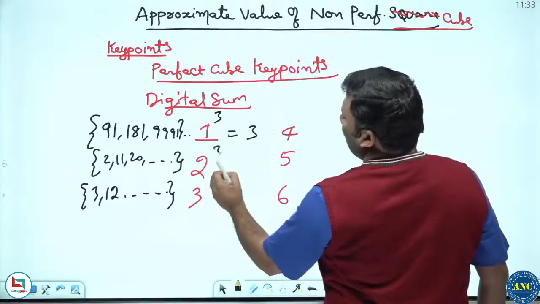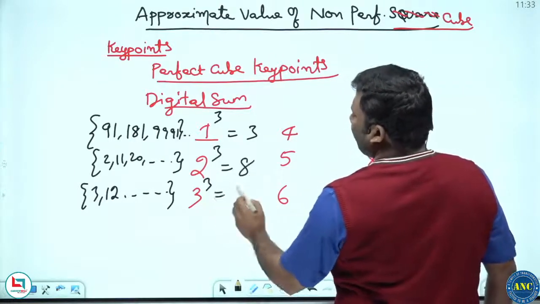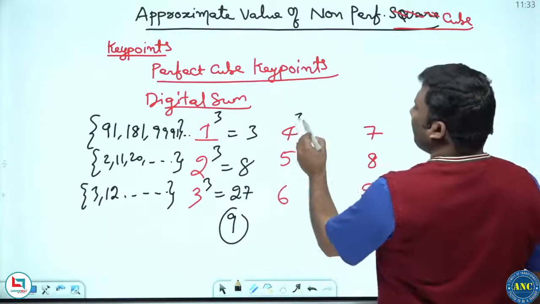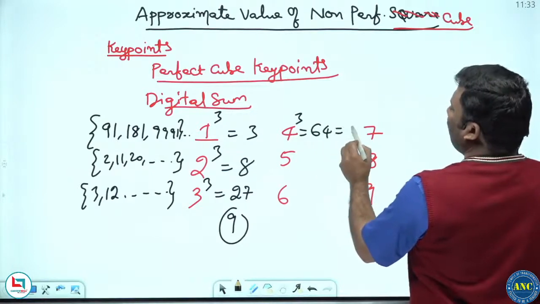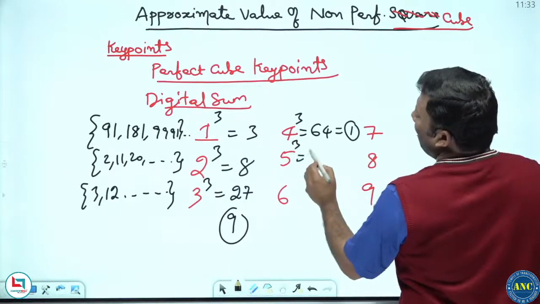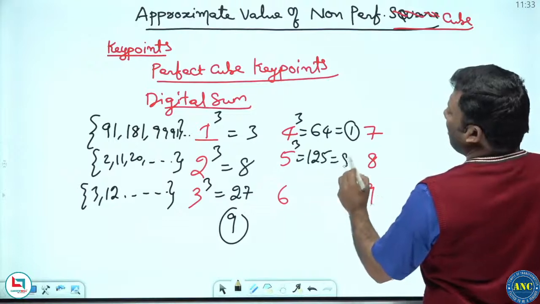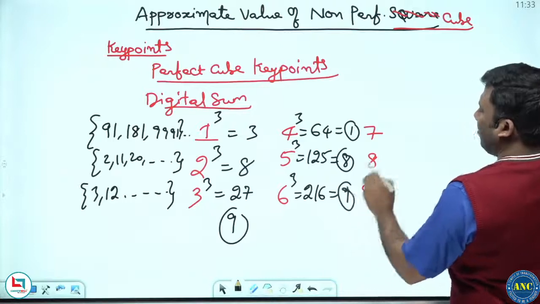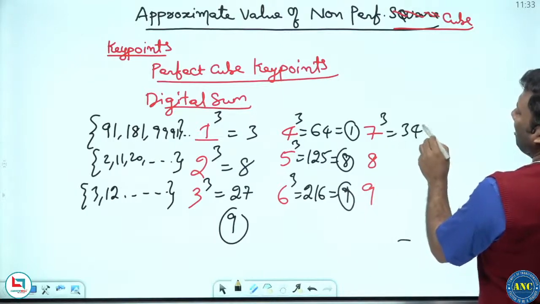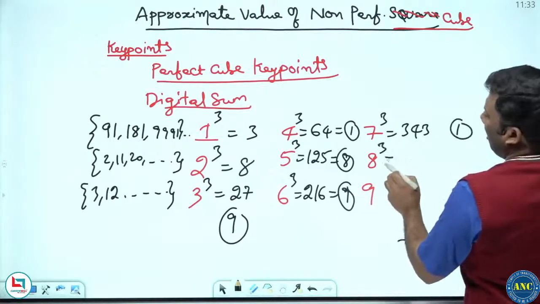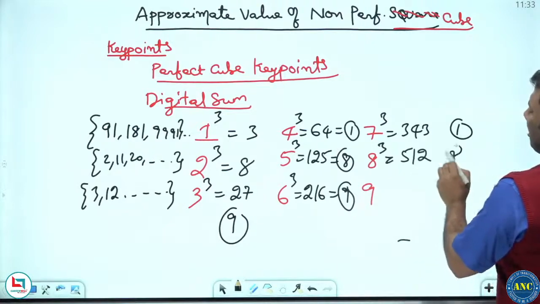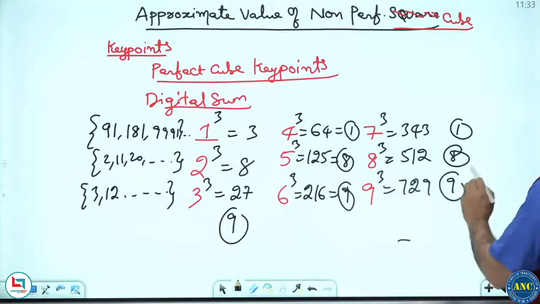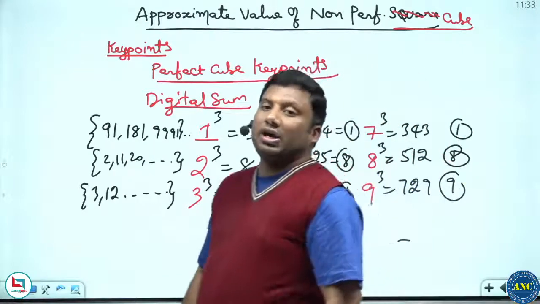1 cubed is 1. 2 cubed is 8. 3 cubed is 27, digital sum is 9. 4 cubed is 64, digital sum is 1. 5 cubed is 125, digital sum is 8. 6 cubed is 216, digital sum is 9. 7 cubed is 343, digital sum is 1. 8 cubed is 512, digital sum is 8. 9 cubed is 729, digital sum is 9. Very, very important key point.